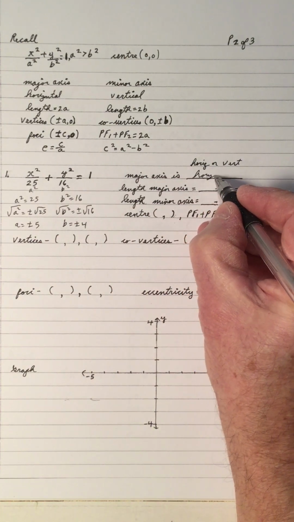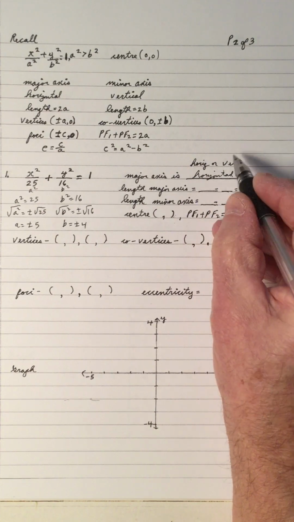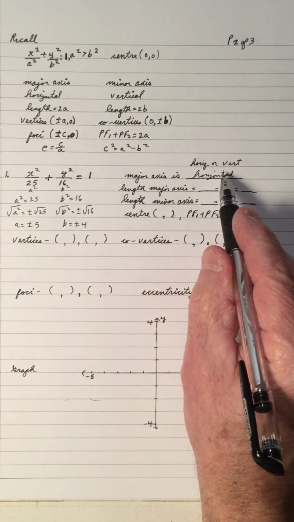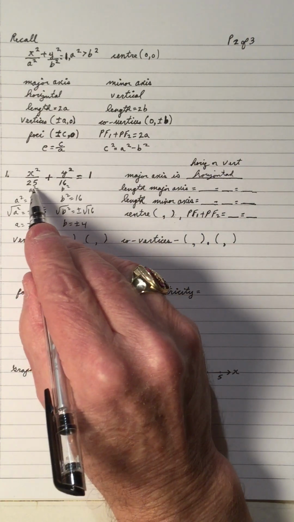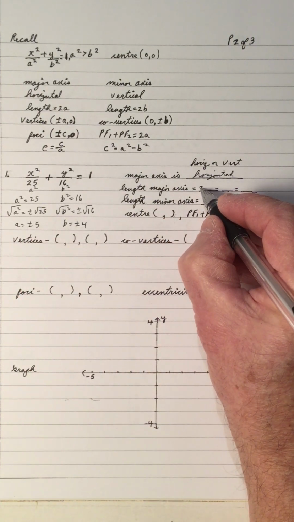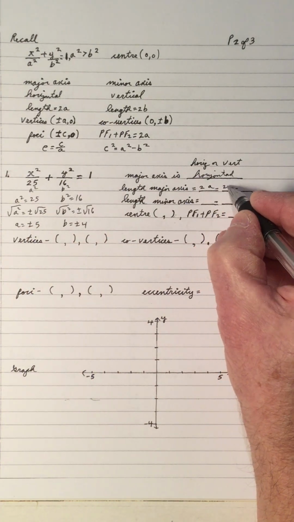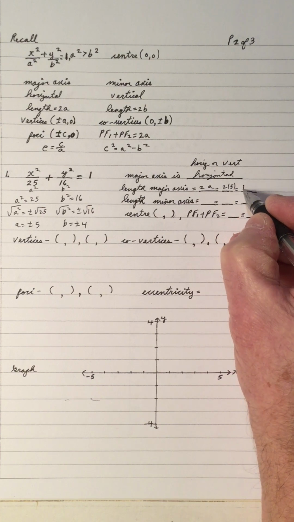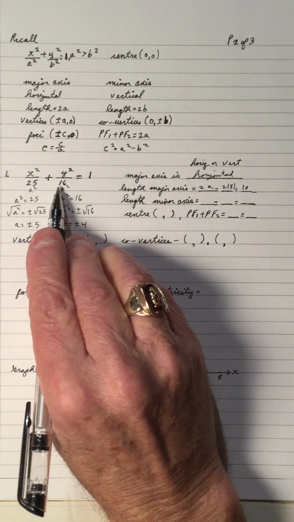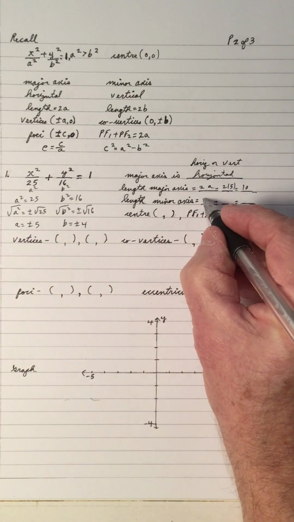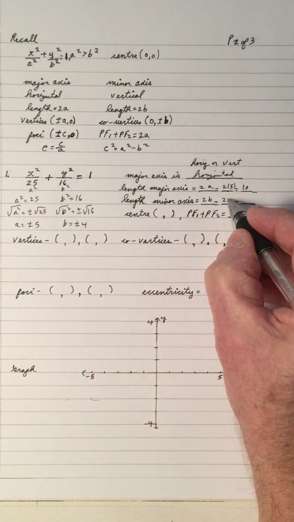I had this here because I was asking you which one is the major axis. Because the horizontal axis is the major, the length of the major axis is twice a. That's twice 5, so the length of the major axis is 10. The minor axis is the vertical, so its length is 2b, and b is 4.